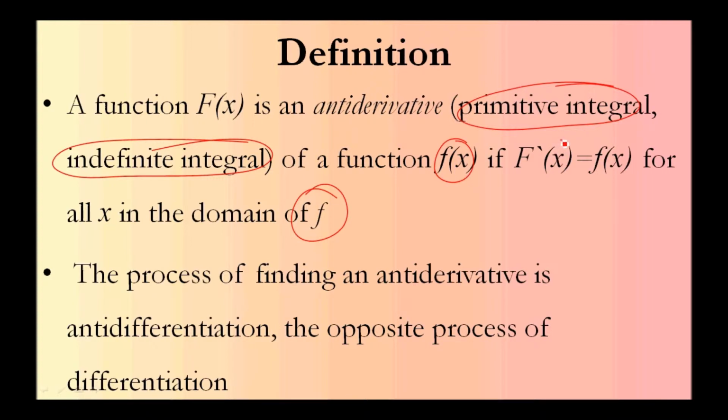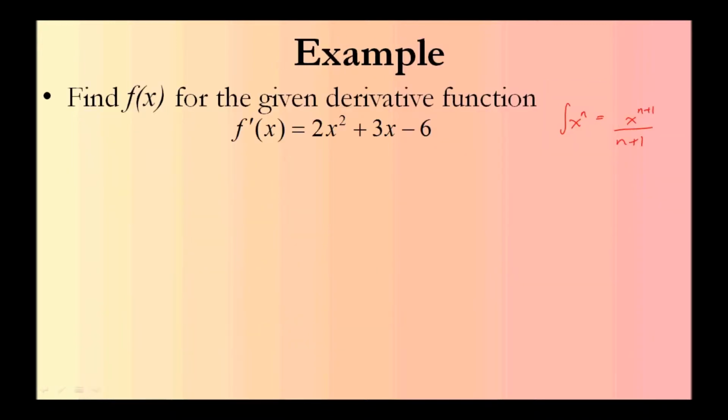So big F of x, the derivative denoted by the prime, is equal to f of x. Find f of x for the given derivative function f prime of x is equal to 2x squared plus 3x minus 6. So f of x is equal to, if we look at this formula here, this integral symbol represents finding the antiderivative, or the indefinite integral.